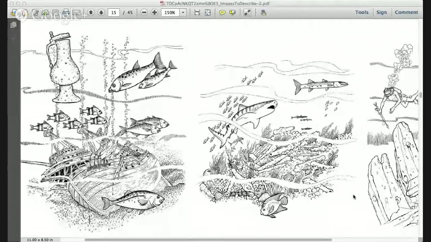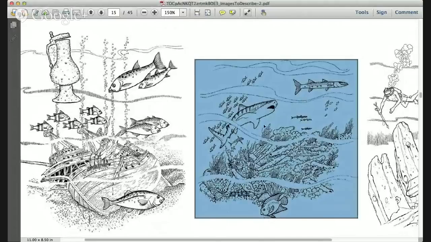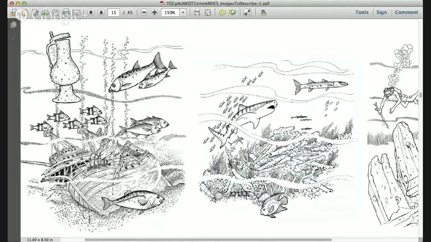Basho? Oh, he's gone. Okay, everybody. We've got a shark. What else? And tuna. Tuna, good. These ones, I think, are tuna. Tuna are big fish.